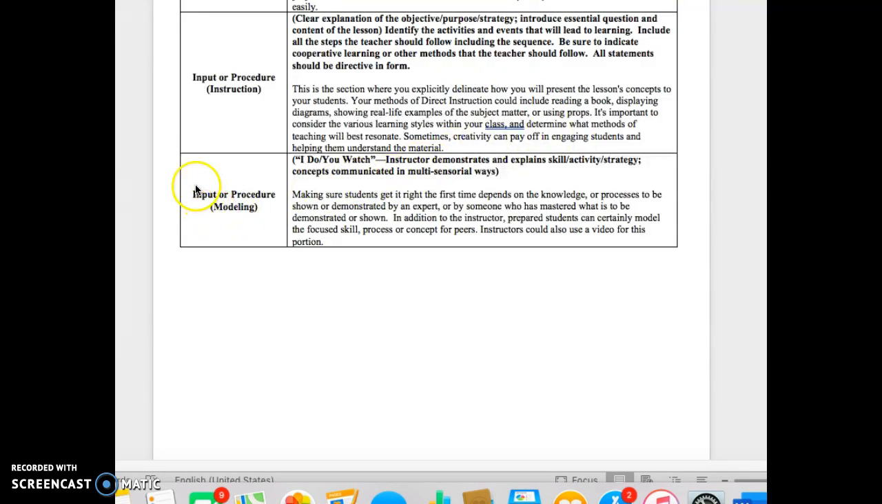And lastly, it's going to be the input or procedure modeling section. And this is connected to the I do, you watch. So the instructor will demonstrate and explain skills or activity strategies, concepts communicated in multisensorial ways. So making sure students get it right the first time depends on the knowledge or processes to be shown or demonstrated by an expert or by someone who has mastered what is to be demonstrated or shown. In addition to the instructor, prepared students can certainly model the focus skill, process, or concept for peers. Instructors could also use a video for this portion.